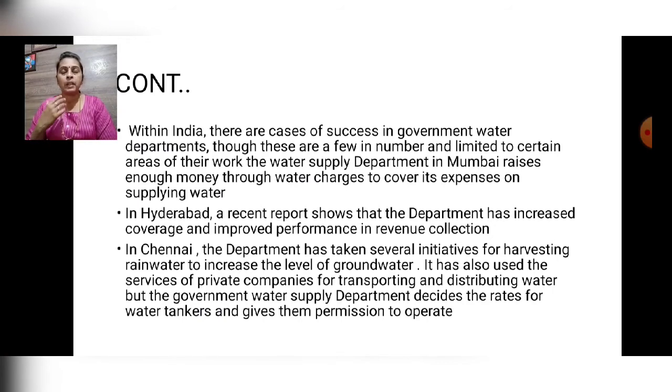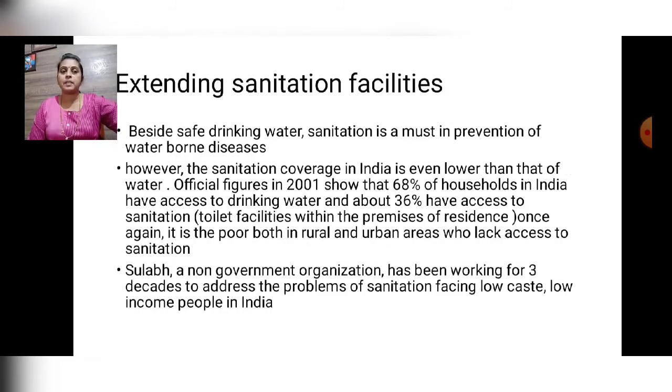Okay, in Chennai one more option is open now, that is, they have started handing over the responsibility of supplying water even to private companies, but the tanker price is decided by the government only, not by the private companies. It's a tie-up agreement between the private companies as well as the government.